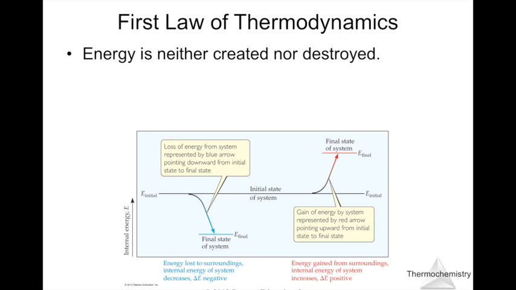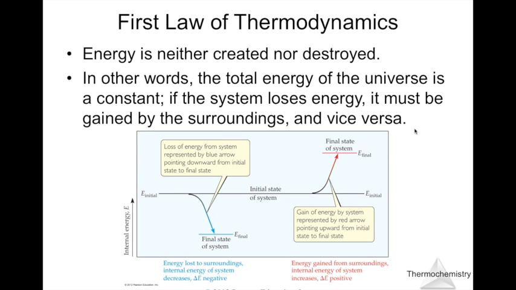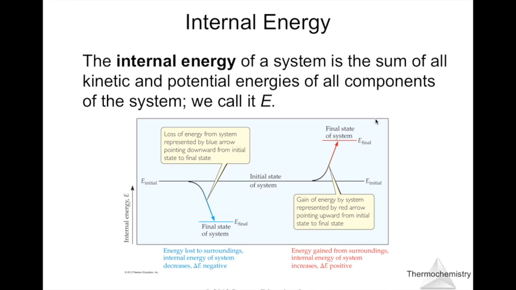So that basically sums up the first law of thermodynamics, that energy is neither created nor destroyed, which you guys pretty much knew, right? If the system is losing energy, then the surroundings would be gaining that energy. The energy is not going anywhere. It's not disappearing. It's just changing locations. So the total energy of the universe then is constant, right? If the system loses energy, it's being gained by the surroundings and vice versa.